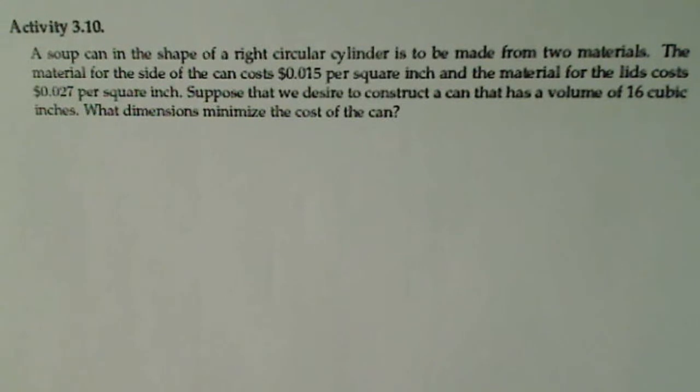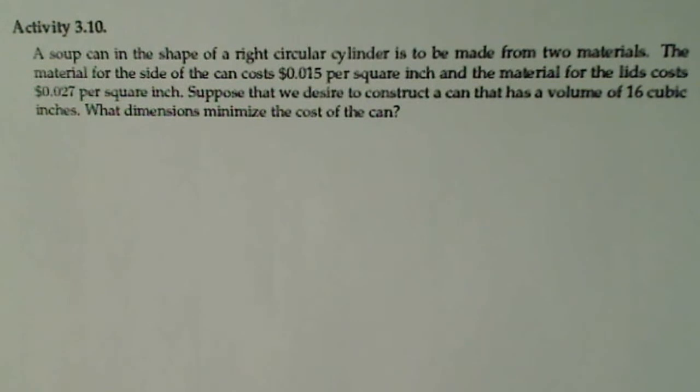Here's a problem that every student loves. A soup can in the shape of a right circular cylinder is to be made from two materials. The materials for the side of the can cost 0.015 per square inch, and the materials for the lids cost 0.027 per square inch. Suppose that we desire to construct a can that has a volume of 16 cubic inches. What dimensions minimize the cost of the can?